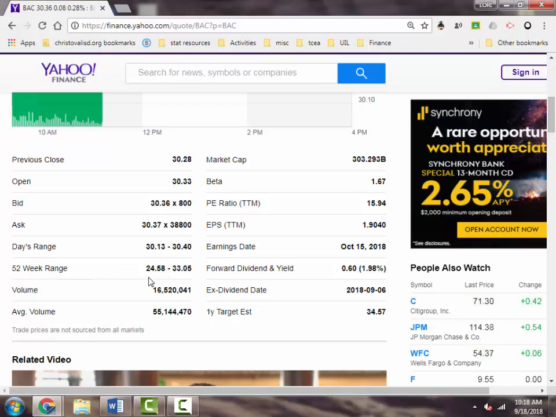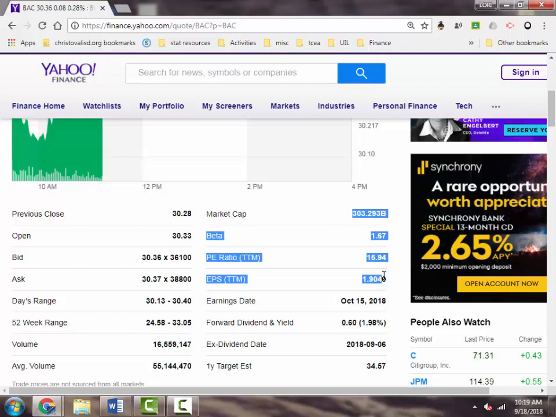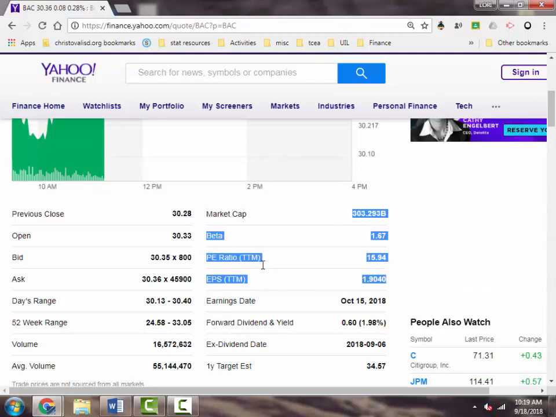The 52-week range, so it's gone from $24.58 to $33.05. So we're getting close to that top part of that range. Again, another spot to show me the volume. It tells me a lot of other information right here, the earnings per share, the PE ratio, and we're not going to go into a lot of that, but that's some of the stock analyst information we're going to do in accounting too, where we go into a little bit more of how to calculate these numbers.